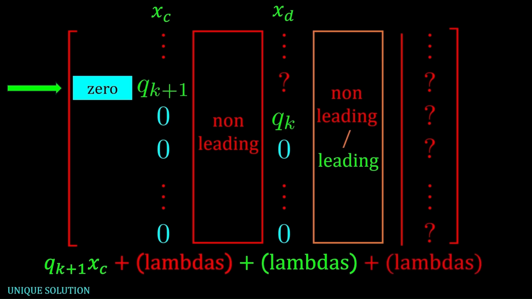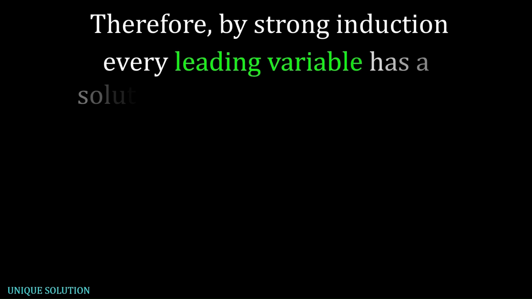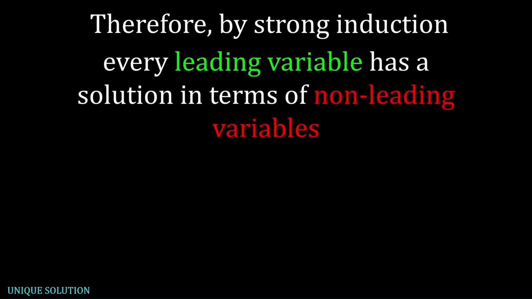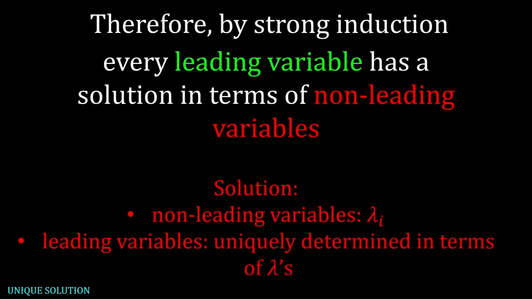So therefore, this is equal to something in terms of lambdas, and we can rearrange for Xc and solve for Xc in terms of lambdas. So we've actually proven it for Qk plus 1 as well. And so by strong induction, all the pivots, or the variables corresponding to those columns, have a solution in terms of the non-leading variables. Now, to generate a solution to this system, we can take the non-leading variables to be the lambda i's, and then the leading variables are uniquely determined in terms of those lambdas.